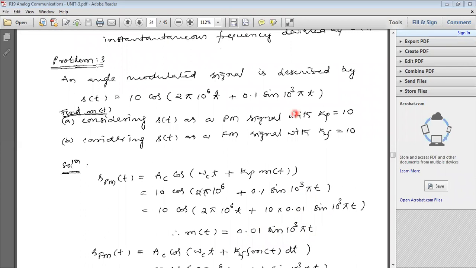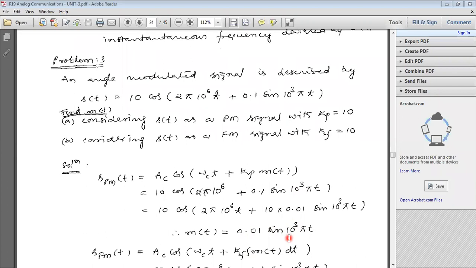So what is our aim? Our aim is the calculation of m of t, if it is a phase modulated signal, and the second case is a frequency modulated signal. So in the first case, we got the message signal as 0.01 sine 10 power 3 pi t.